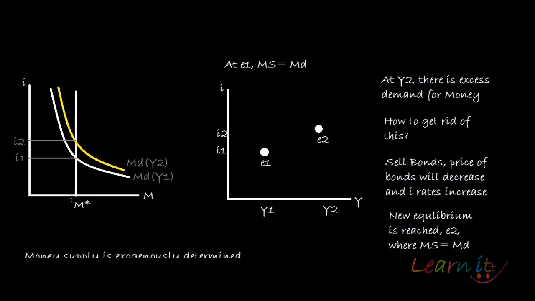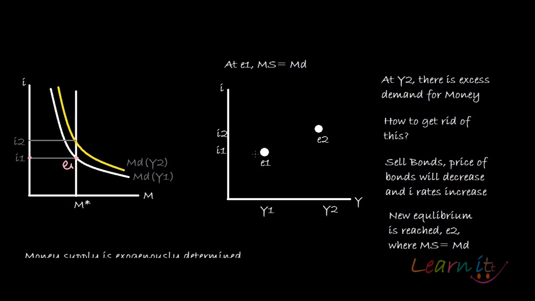It is exogenously given to you. Suppose that at an output level of Y1, or income level of Y1, this is the level of money demand. So this is the first point in the money market equilibrium. At interest rate I1, that is at point E1, demand for money is equal to supply of money. And this is one of the points in money market equilibrium.